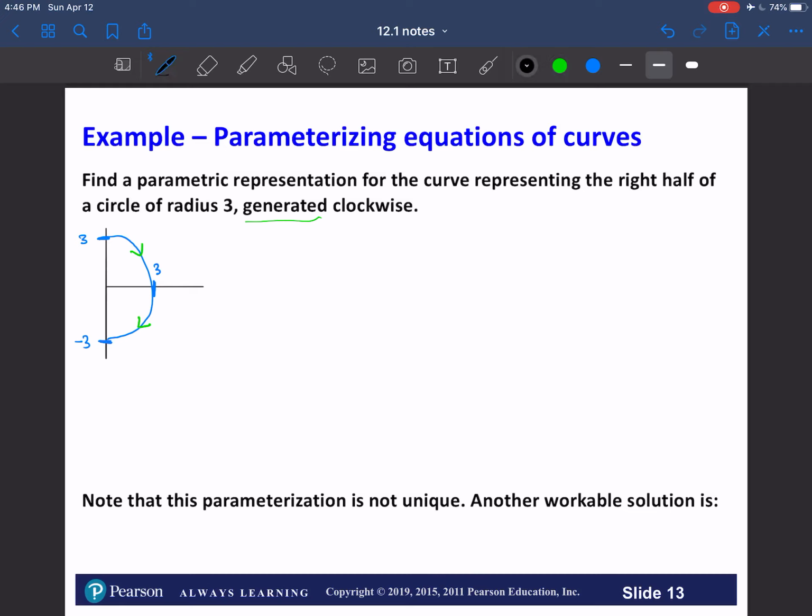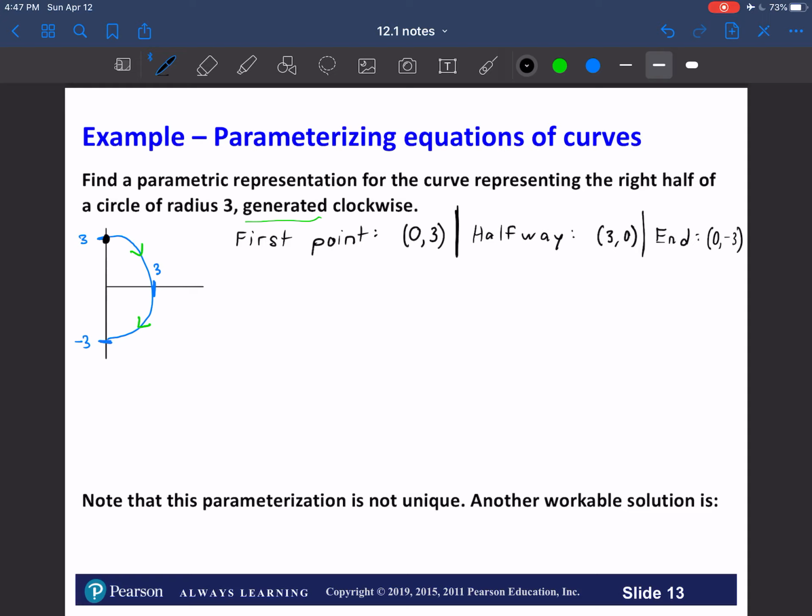We certainly know that the first point we want to have is up here at 0, 3. So the first point is at 0, 3. Halfway along our interval, we want the point 3, 0. And at the end, we want the point 0, -3. All right, so how do we achieve that?